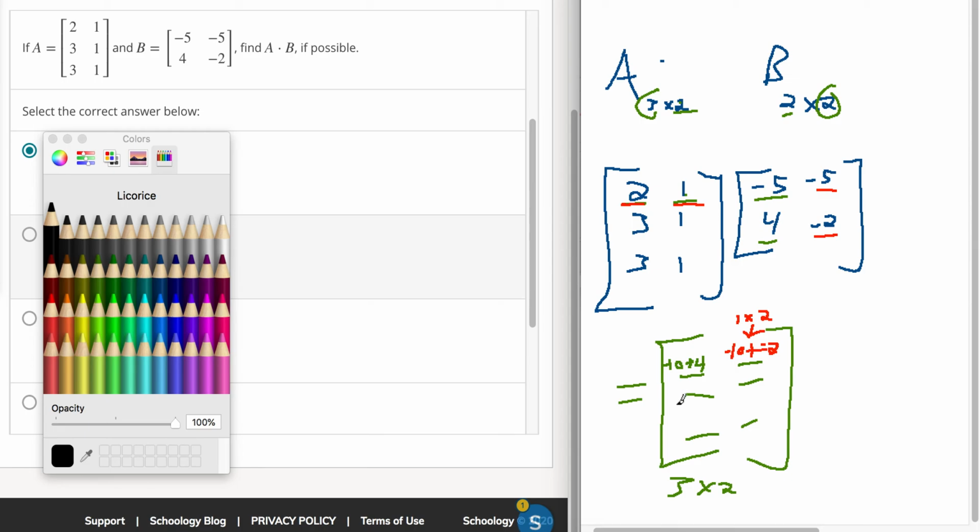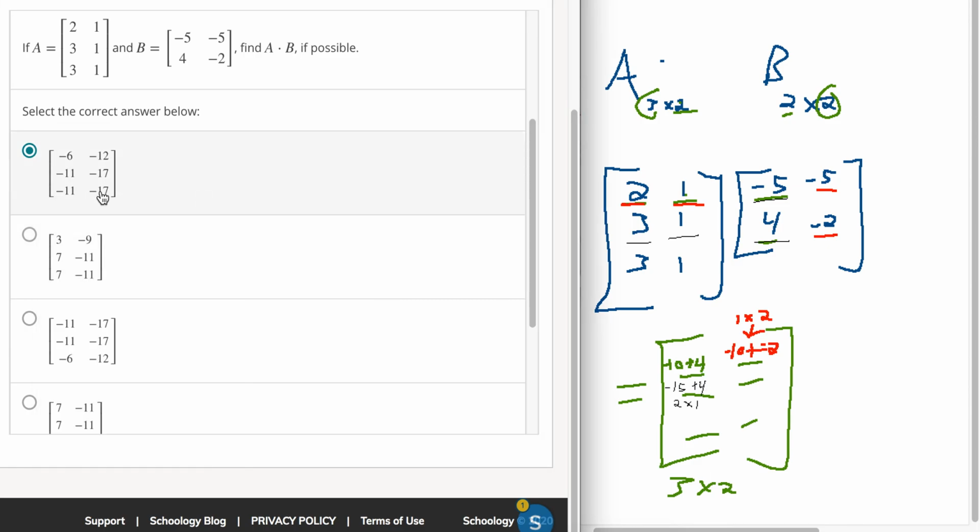This is row 2, column 1. So it means we use row 2 of the first matrix and column 1 of the second matrix. 3 times -5 makes -15, and then 1 times 4 makes 4. So you add those up and you get -11, just like they did.